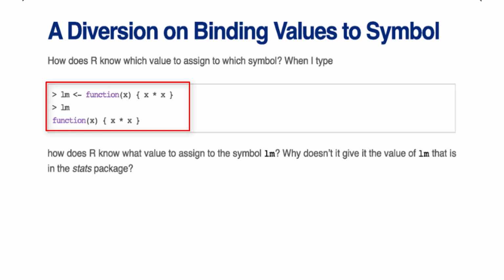Now there's already a function in R called lm, so I have created a function here also called lm. When I call lm somewhere else in R, maybe in another function, how does R know what value to assign to the symbol lm? It sees the symbol lm, and how does it know whether to call the function that I just defined here or the lm function that's in the stats package that's used to fit linear models?